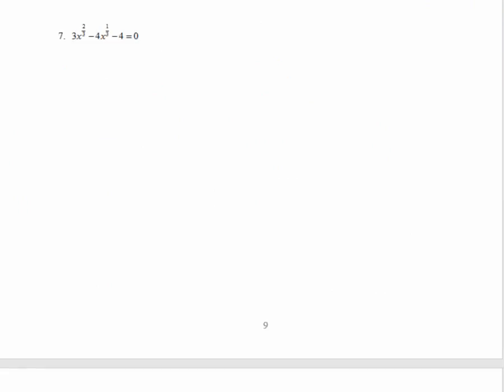Number 7. 3x to the 2/3 minus 4x to the 1/3 minus 4 equaling 0. Again, we have some crazy powers. So how do we start off? We say let u equal the middle variable. So we're going to let u equal x to the 1/3. Then what do we do? We square both sides, hoping we get the first variable.